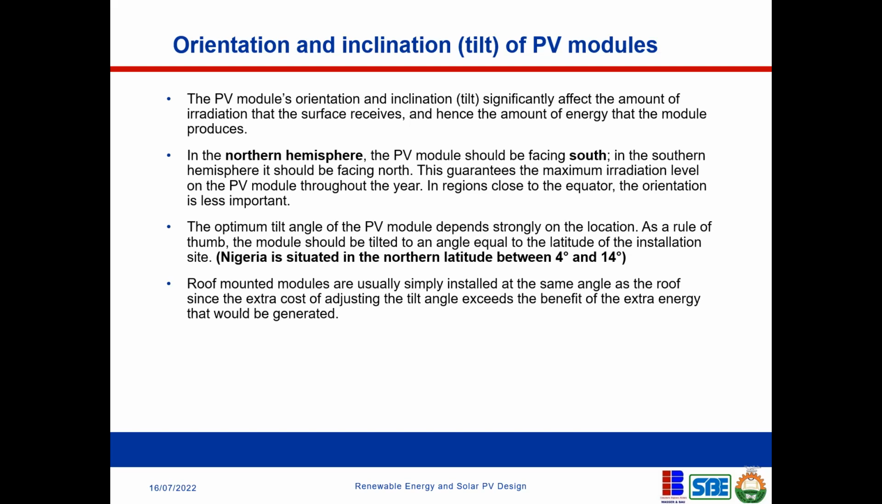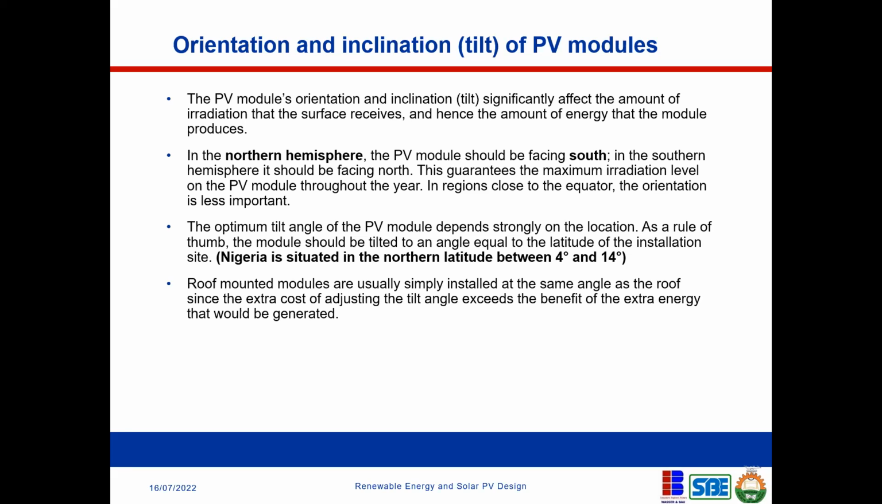And Nigeria is situated in the northern hemisphere, like I've said before, at a latitude of between 4 degrees to 14 degrees. So if you're going towards the north, you're increasing the latitude. If you're going towards the south, maybe in Rivers, you're reducing the latitude, maybe about 4, 5, as the case may be. But if you're moving towards the north, you're increasing the latitude to about maybe 10, 11, 12, 13, 14. So Nigeria is located in this latitude. So if you're doing your solar installation, your tilt angle should be equal to the latitude of your installation site. So for Nigeria, it should be between 4 degrees to 14 degrees.